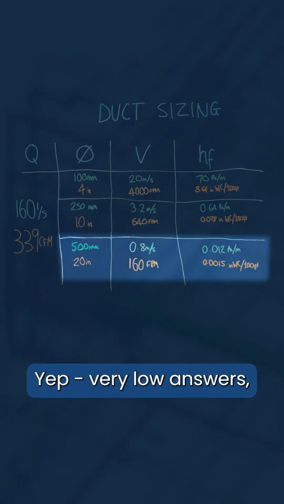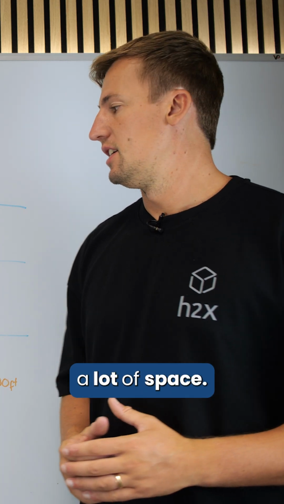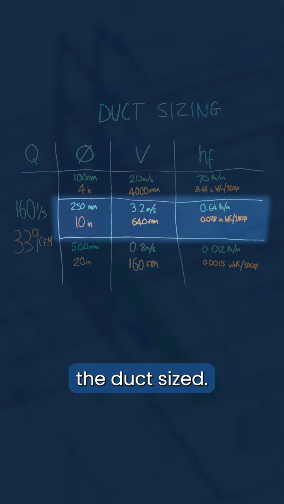Going with the big one, yeah, very low answers, but it's gonna be really expensive and take up a lot of space. So that is why you need to do your calculations, find your sweet spot, and that is the duct sized.